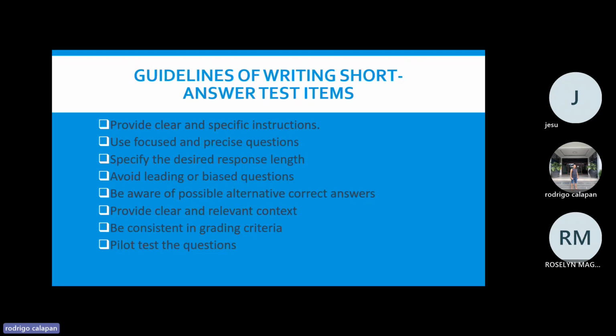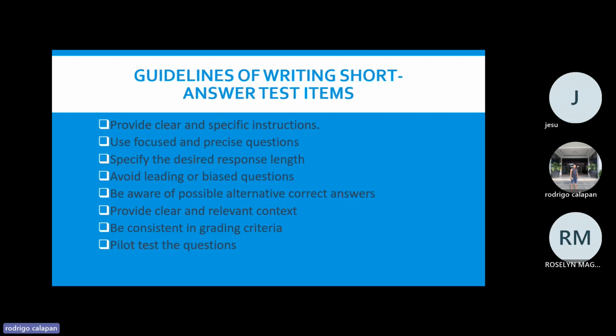Another thing, avoid leading or biased questions. You have to ensure that the question does not imply a particular answer or favor a specific perspective. You have to keep questions neutral and unbiased to allow for objective assessment. Another thing that we have to keep in mind, we have to be aware of possible alternative correct answers. You have to anticipate different valid responses students might provide. Consider accepting alternative correct answers as long as they demonstrate the desired knowledge and understanding.